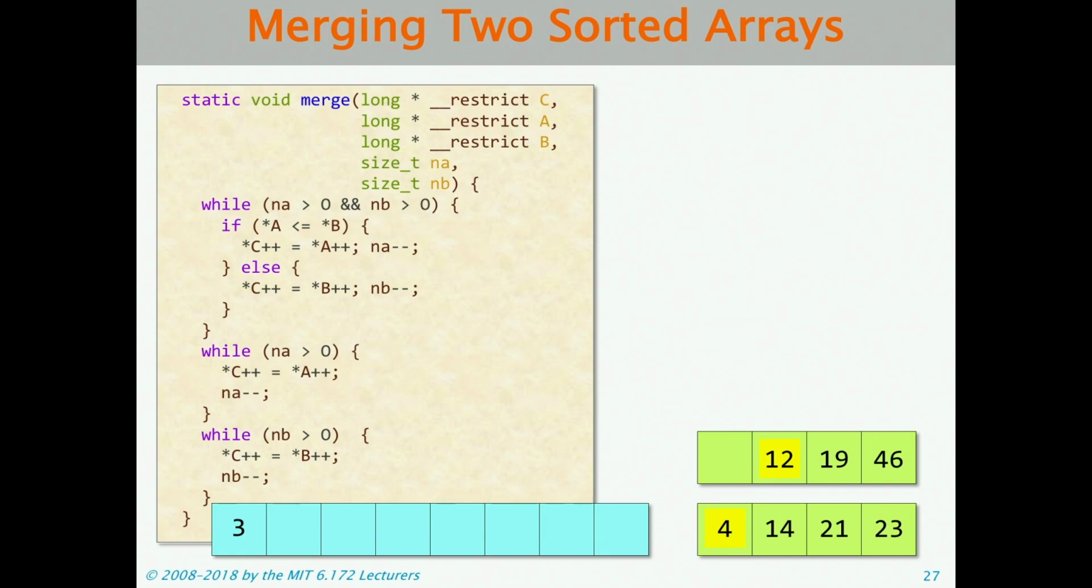Now we're going to compare 4 and 12. 4 is less than 12, so we place 4 into the array C, and we increment array B. And then we just keep doing this. So 12 is less than 14, 14 is less than 19, 19 is less than 21, 21 is less than 46. And here 23 is less than 46. And at this point, one of the arrays becomes empty, so B is empty now. So now we get to the second while loop, and we see that A still has elements in it, and we just copy the remaining elements in A into C, and then we're done. So that's how the standard code for merging two sorted arrays works.